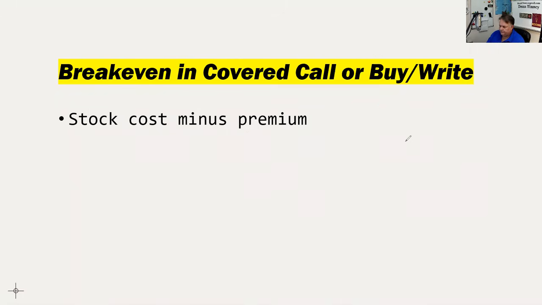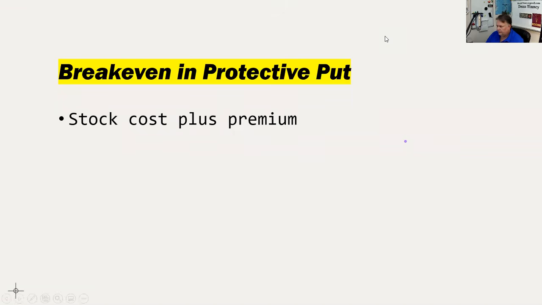Stock cost minus premium. Is the protected put, where I buy the Apple at 125 again, and then I buy some protection. So the Apple's 125. And let me put it up here and we'll look at it. It's the one time, by the way, we have a put and we're not subtracting to get the break even.